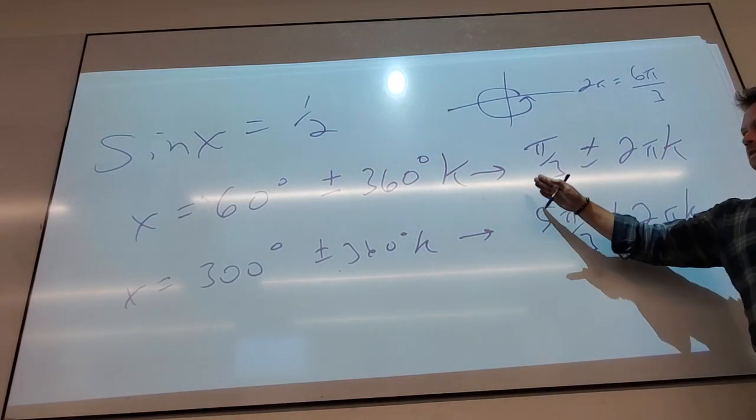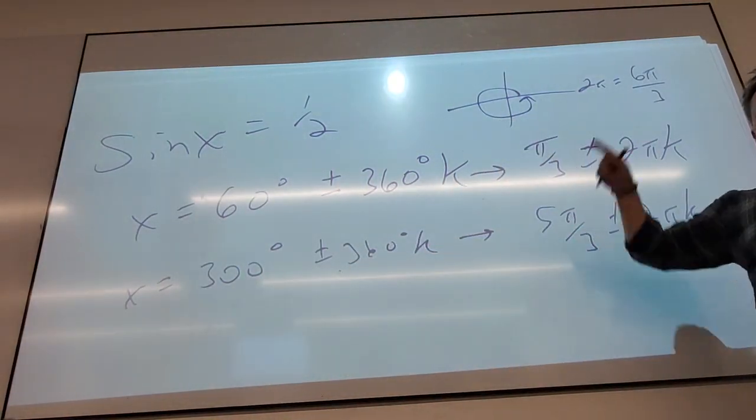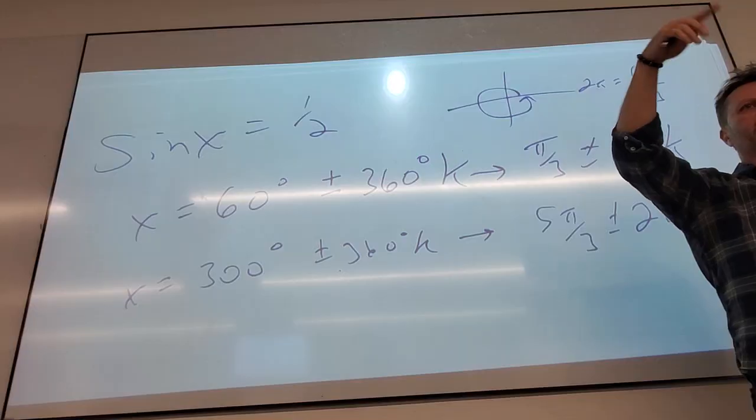But there is this idea of base angles. The base angles are the ones between 0 and 2 pi, and they're the ones that I add and subtract from.